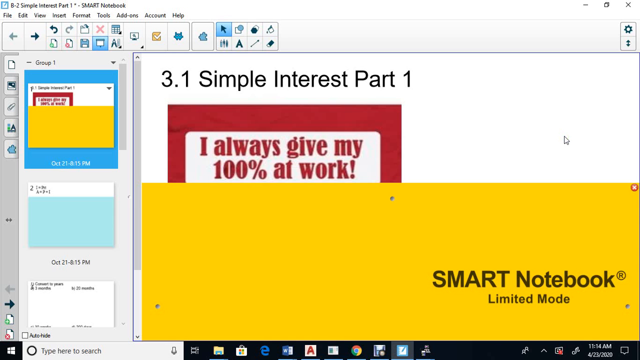So today's topic is simple interest. And it's part one, and there'll be a second part in the next lesson.